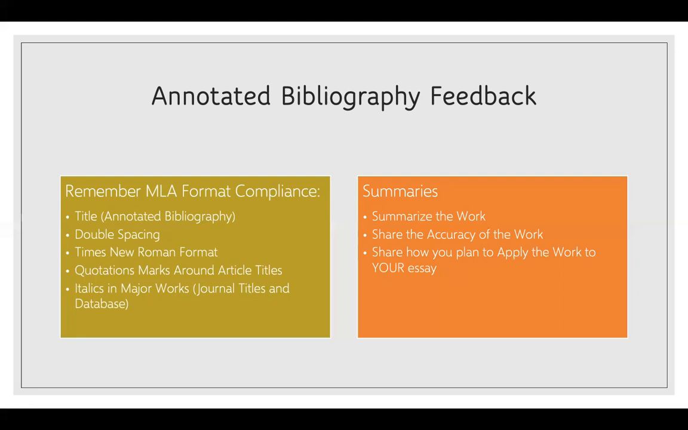And then the most important thing that will cause you to lose a lot of points is to share how you plan to apply the work to your essay, and make sure that you get specific. Some of you are simply saying, I plan to use this in my research, and that's simply not enough. Make sure that you explain how it's going to apply to your research. Again, the annotated bibliography should have 5 entries, 5 source citations, and 5 summaries.